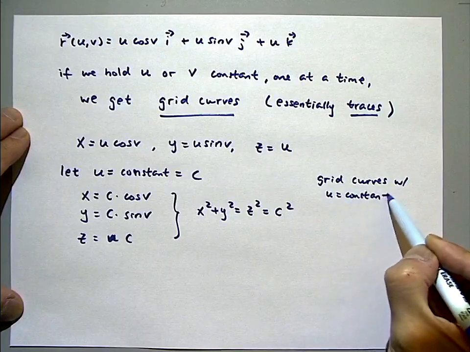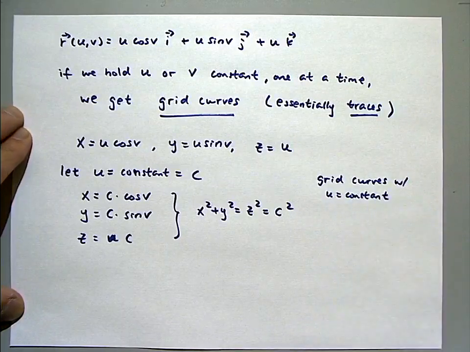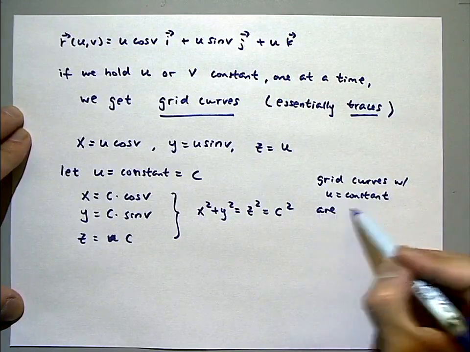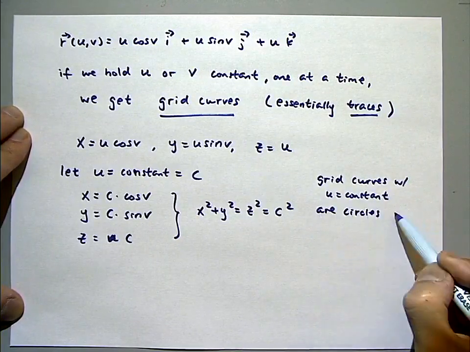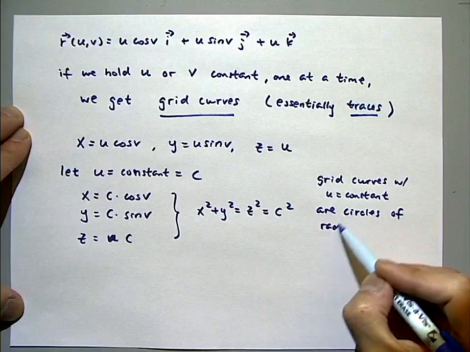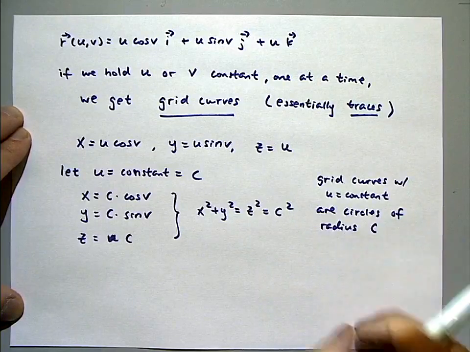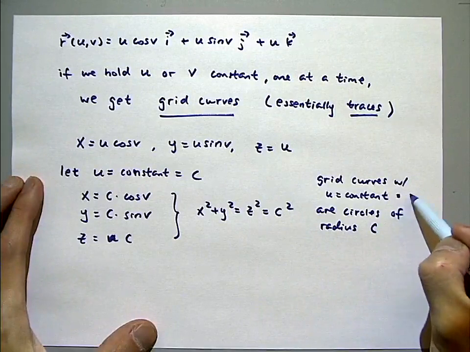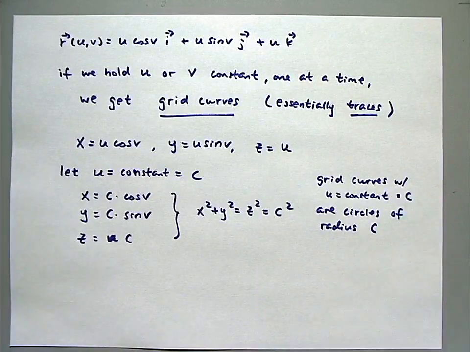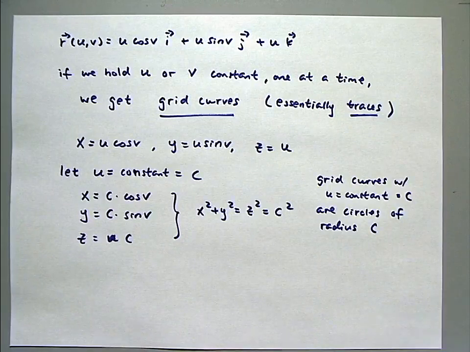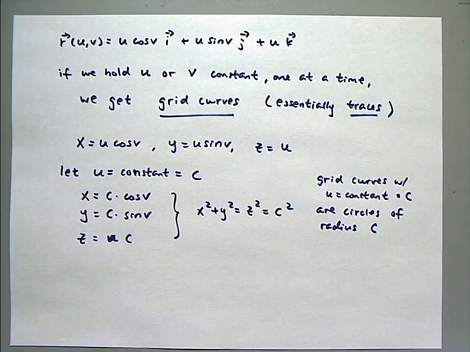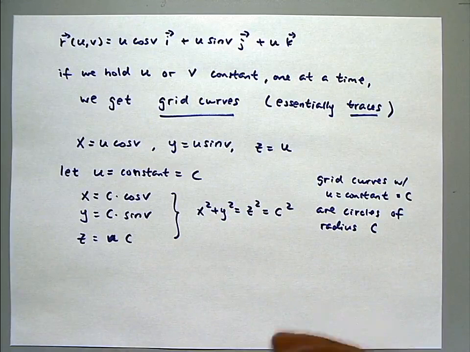So this says that the grid curves with u equal to a constant are circles of radius c. Like I said, it's exactly the same as traces of that surface. If you slice at a constant z, we get a bunch of circles. Here in the parametric world, we call it a grid curve. It's just a circle of radius c, and gets bigger as c goes up and down.